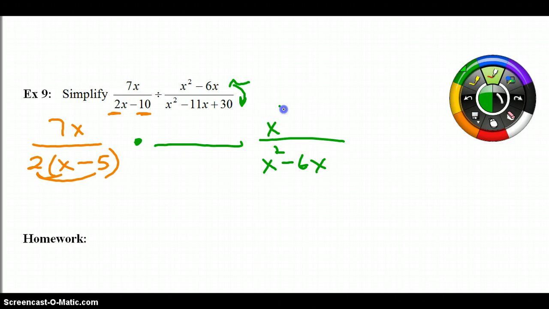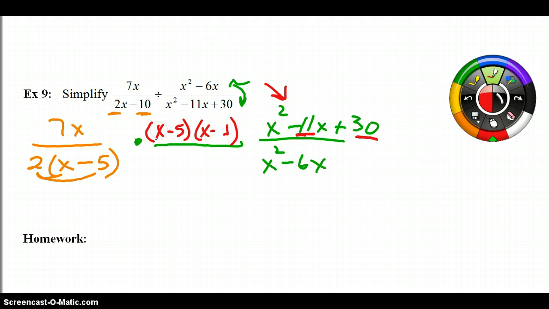On the top, we'd have an x squared minus 11x plus 30. And I'm writing this over here because we're going to factor those. And factoring, what are the factors of 30 that add up to negative 11? That would be a minus 5 and a minus 6. On the bottom, when we only have two terms, the first thing you should do is look for a common term. They both have an x, and we'll be left with an x minus 6 on the bottom.